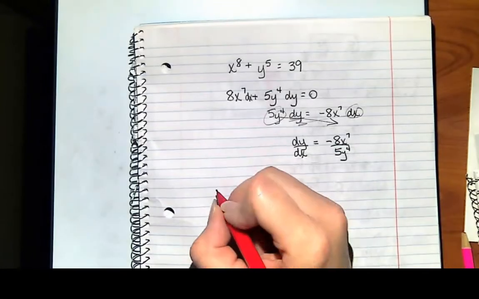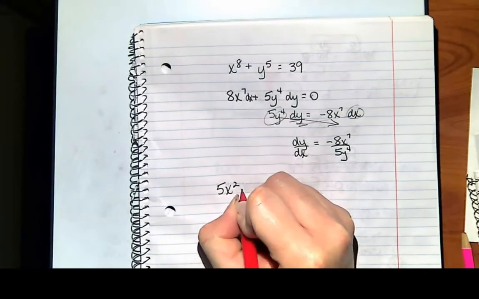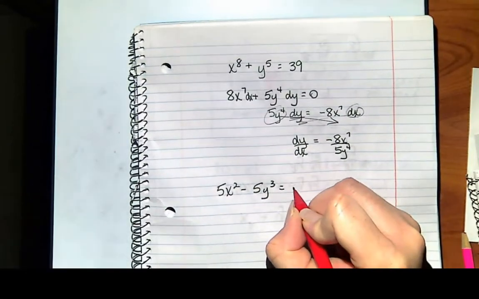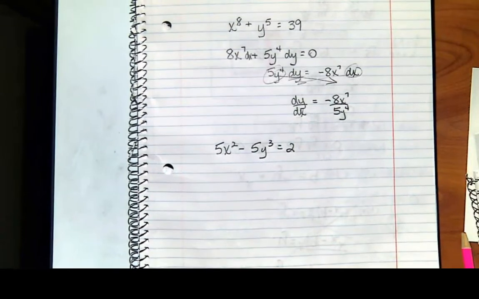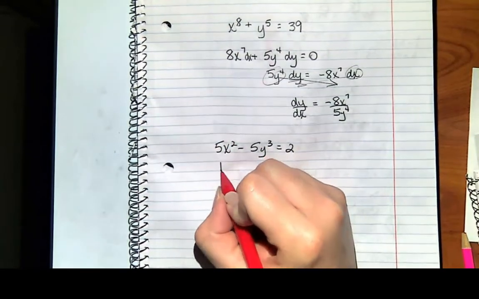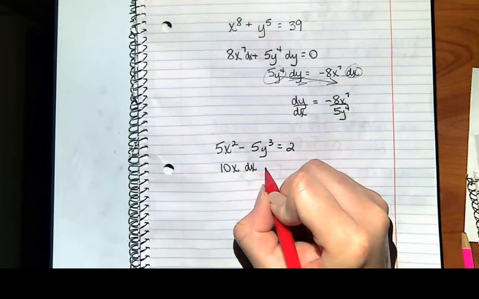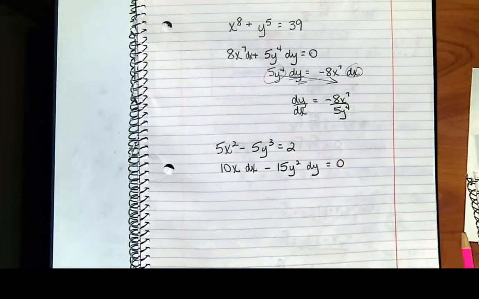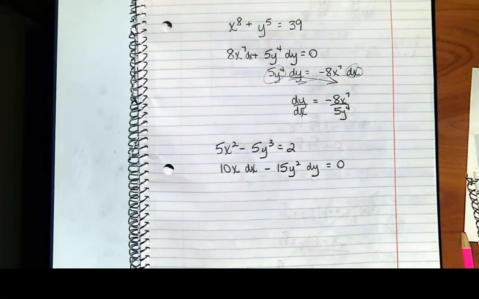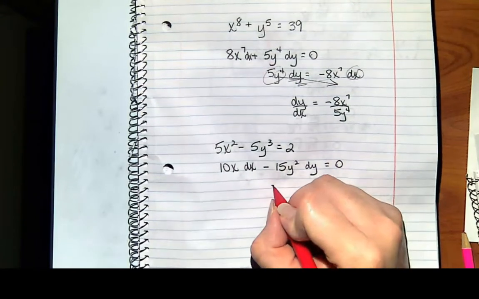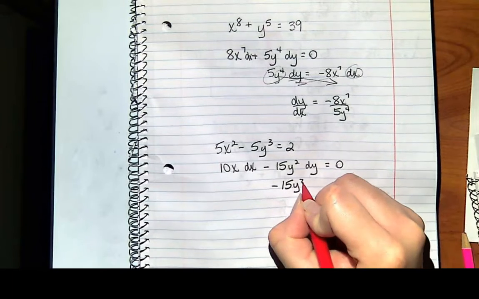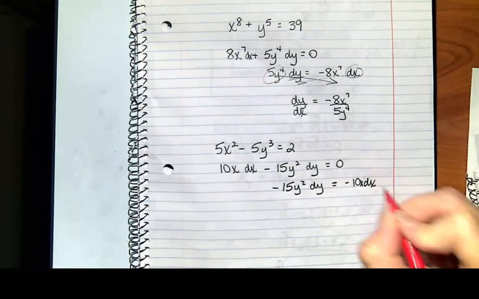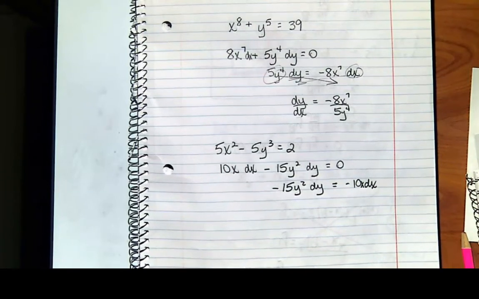We've got 5x squared minus 5y cubed equals 2. And I want to differentiate implicitly. So take this derivative, I get a 10x dx minus a 15y squared dy equals 0. Okay, get your dx's on the right and leave your dy's on the left. That gives me a negative 10x dx on the right.